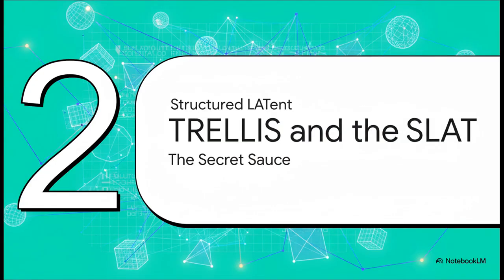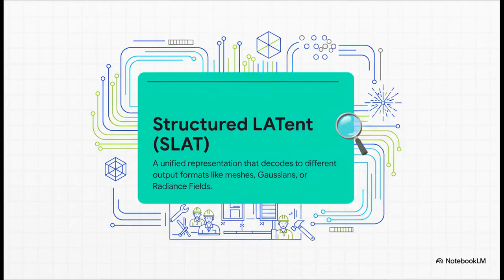Okay, so let's get to the core innovation, the real secret sauce that makes Trellis tick. It all comes down to a brand new way of representing 3D objects inside the model's, well, mind, for lack of a better word. This is truly the cornerstone of the entire paper, and it's called the Structured LATent, or just SLAT for short.